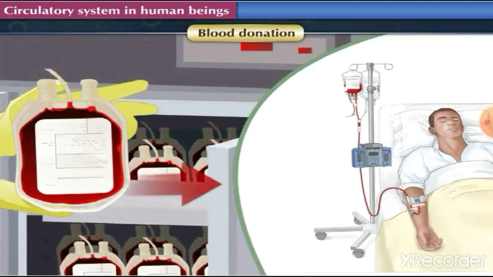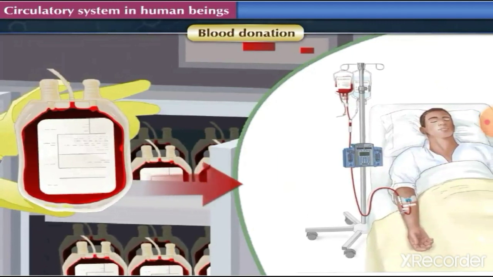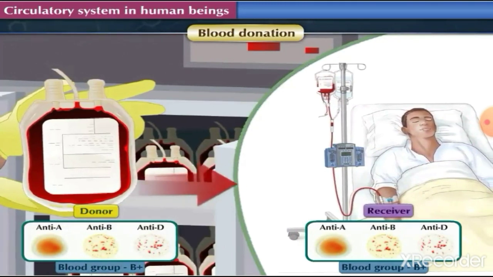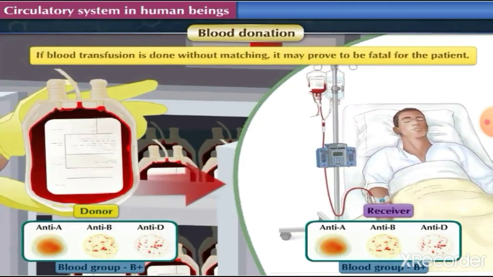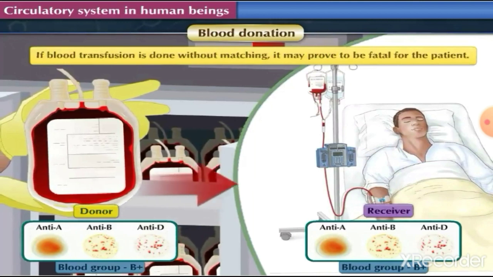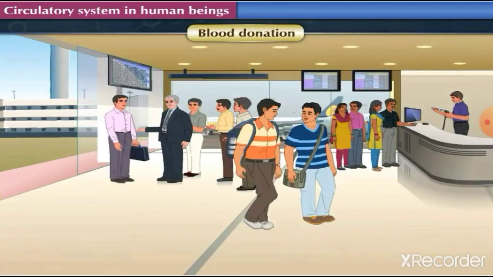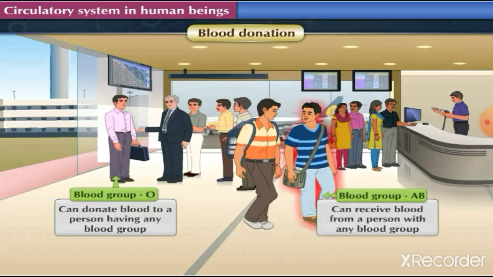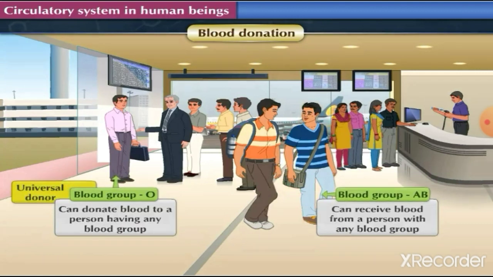The blood obtained from the blood bank is transfused into the body of the receiver only after matching the blood groups of the donor and the receiver. If blood transfusion is done without matching, it may prove to be fatal for the patient. A person of blood group O can donate blood to a person having any blood group, whereas a person with AB blood group can receive blood from a person with any blood group. Hence, a person of blood group O is called universal donor, and a person with blood group AB is called universal recipient.